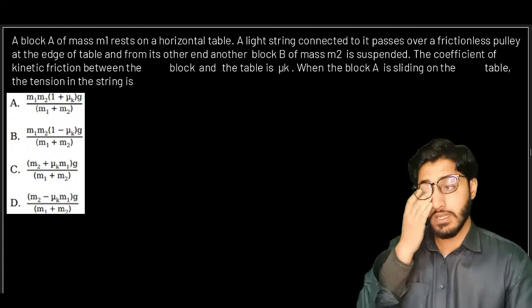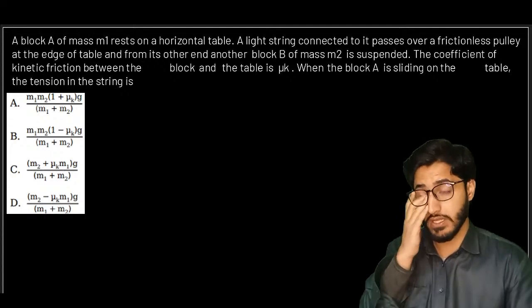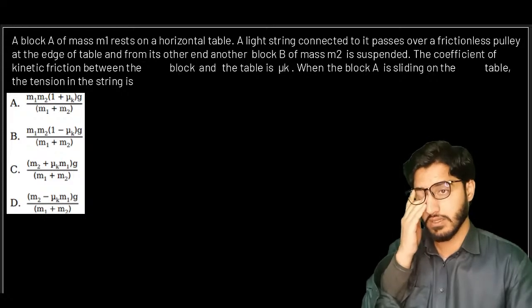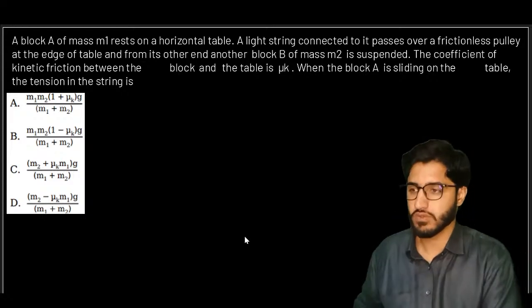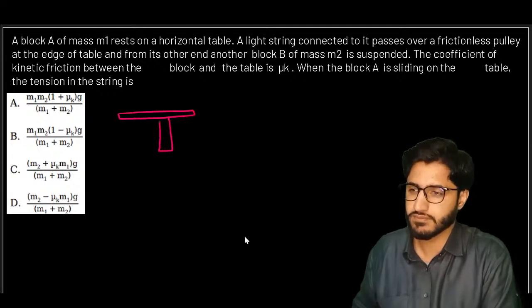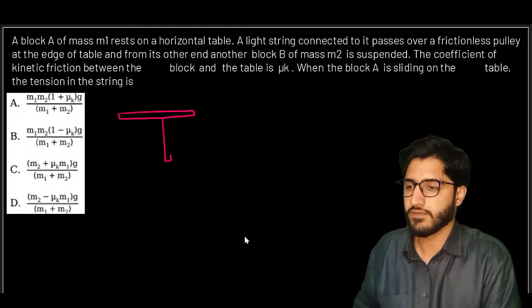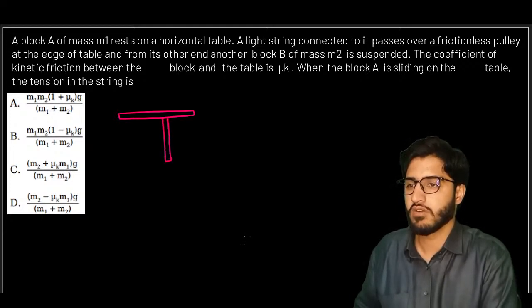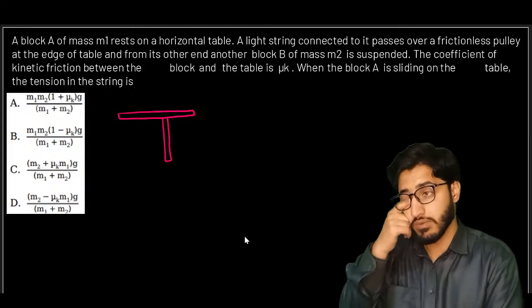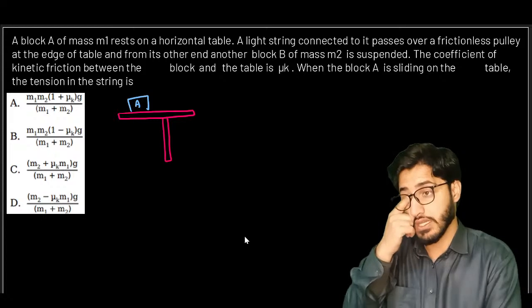Next numerical. A block A of mass M1 rests on a horizontal table. Okay, so this is my table. So I will make a diagram of it. What do I have now? I have a block A, here is my block A, its mass is M1.